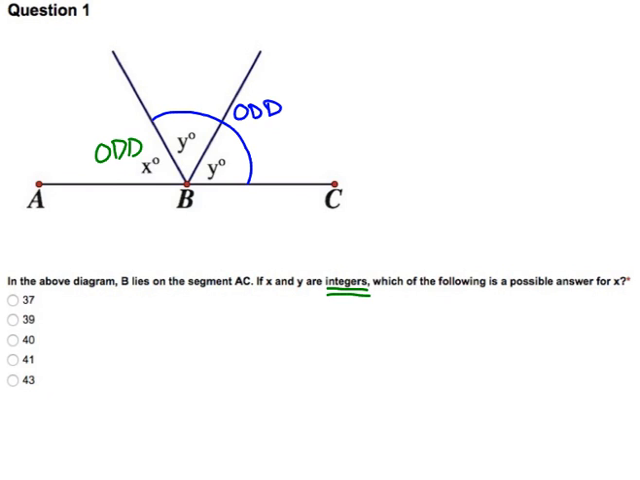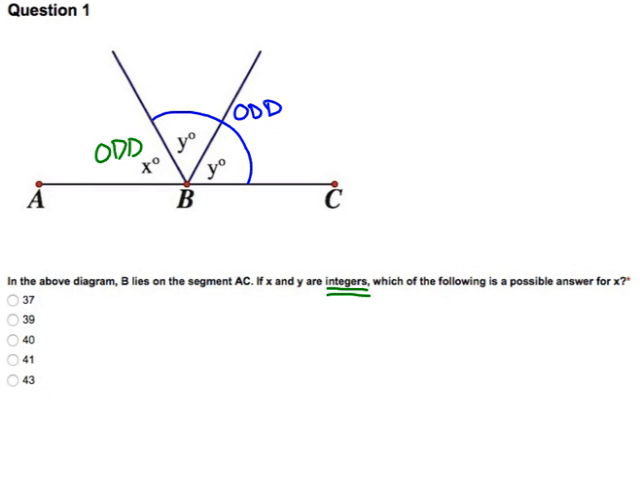Question number one, going to the answers. So let's think about this for a second. It says in the above diagram, B lies on segment AC. X and Y have to be integers. Integers, hopefully we've learned by now, are nice rounded numbers, not decimals or fractions.